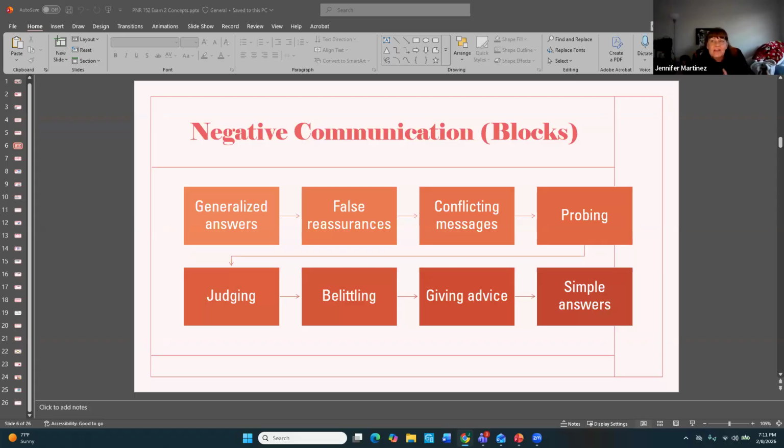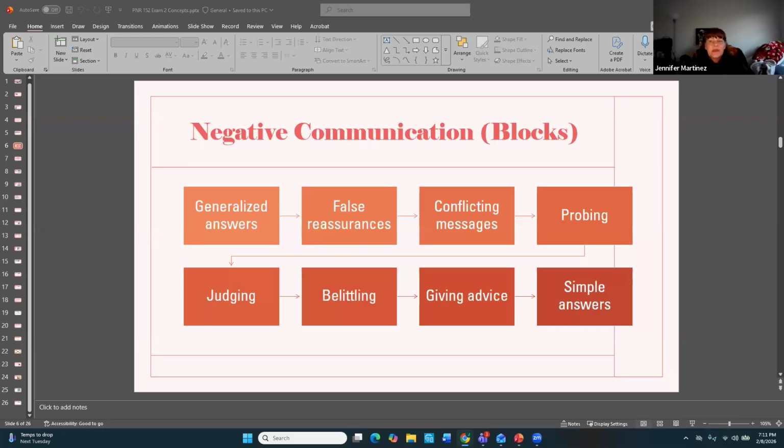Probing is pushing for more information than what you really need, and that can really invade somebody's privacy. We don't want to judge, whether it's their behavior or their healthcare beliefs or their healthcare practices. If they smoke too much, if they drink too much, we don't want to judge them. We are still going to provide them with care. We're not supporting their behavior, right? We're just providing that therapeutic relationship.